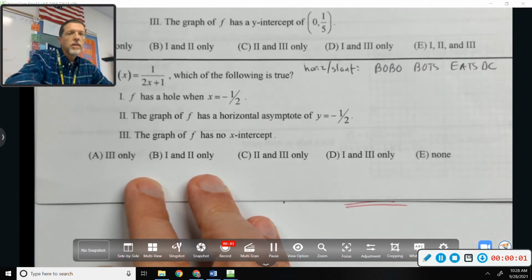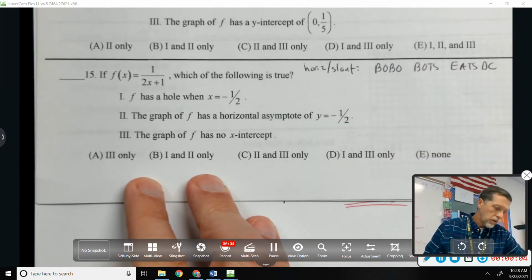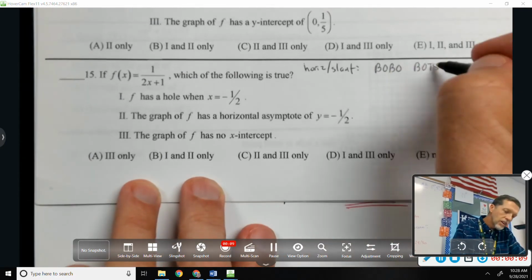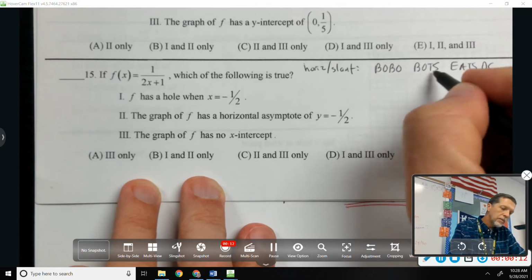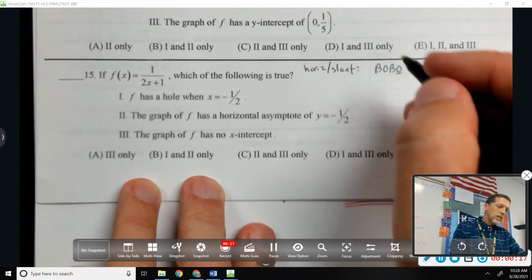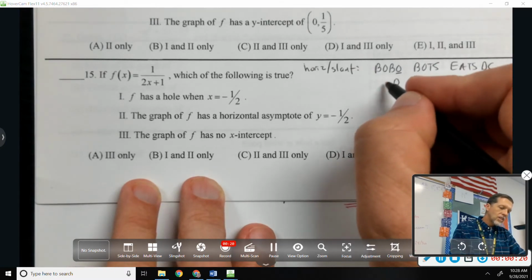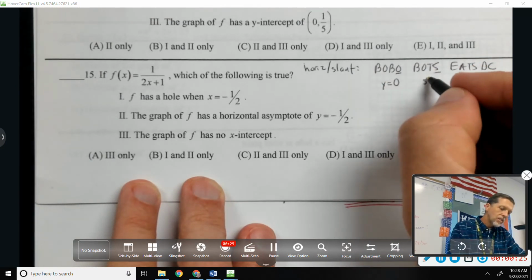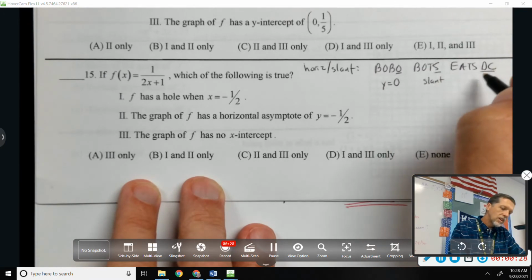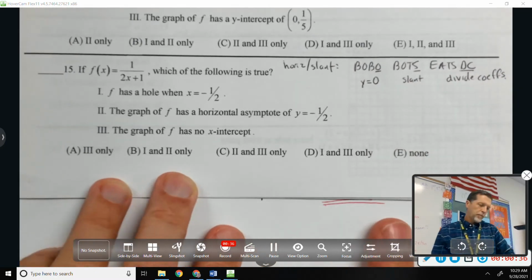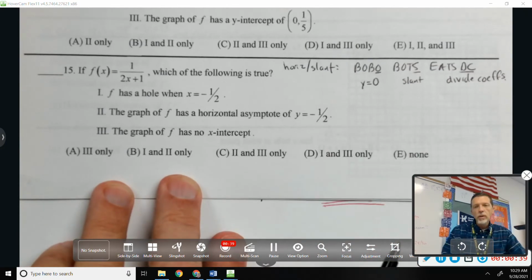Questions. So, number 15 on the review. Bobo bots eats DC. Do you remember what all that stood for? Bigger on bottom, bigger on top. Exponents are the same. What's the O in Bobo? 0. Yes, y equals 0. What's the S in bots? Slant. And what's the DC? Divide the coefficients. So there's your quick review of Bobo bots eats DC.